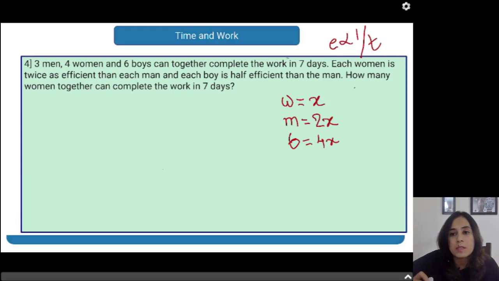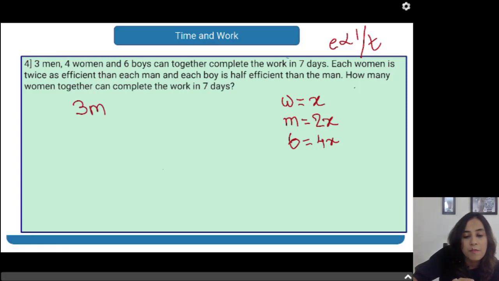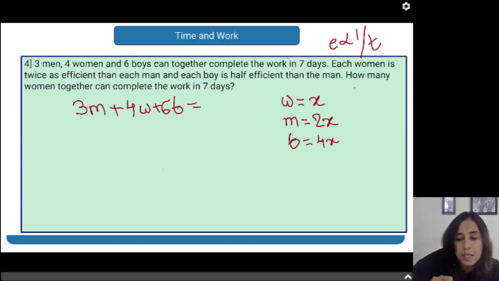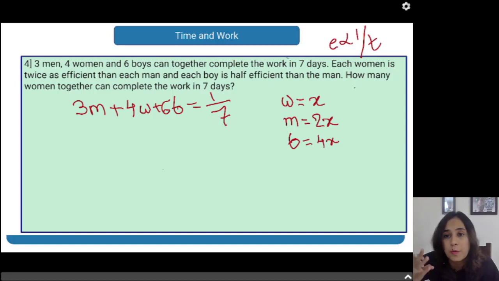Now we know the individual times. We are given that there are 3 men, 4 women, and 6 boys, and they are doing the job in 7 days. So in one particular day, they are going to do 1/7 of the job. You have the values of W, M and B. All you need to do is put them in this equation and get the value of X. Then you have to find out how many women together can complete the work in 7 days. So guys, your time starts now.